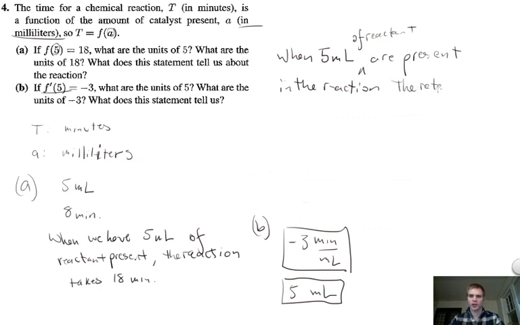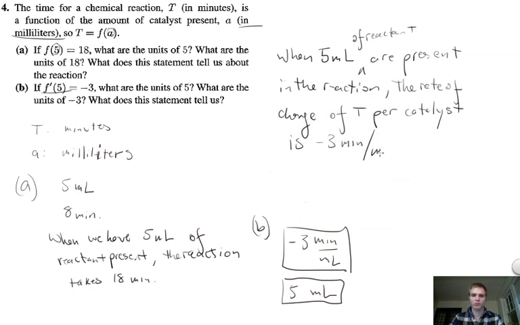The rate of change of time per, or is it catalyst? Catalyst. I said reactant, but I meant catalyst the whole time. Is -3 minutes per milliliter. Okay. So this here should say catalyst.